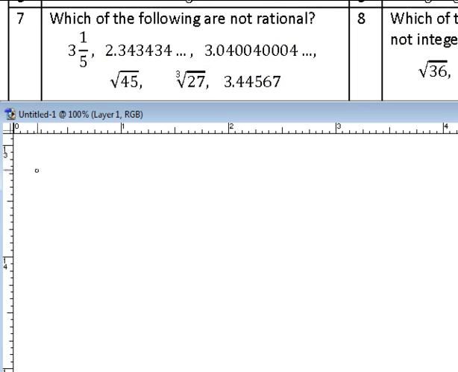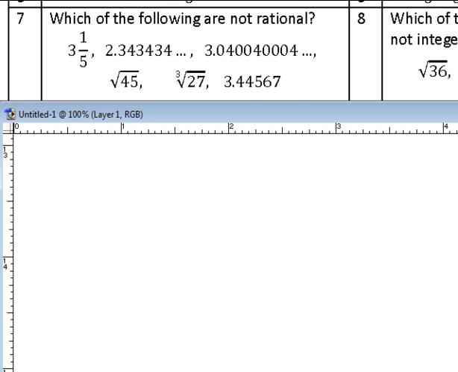In number 7, we're asked which of the following are not rational. All right, so let's look at each one. 3 1/5, that can be changed to a fraction. That's rational. Here we have 2.3434, etc. This is a decimal with a repeating pattern. 3434, that's a repeating pattern, so that is rational.